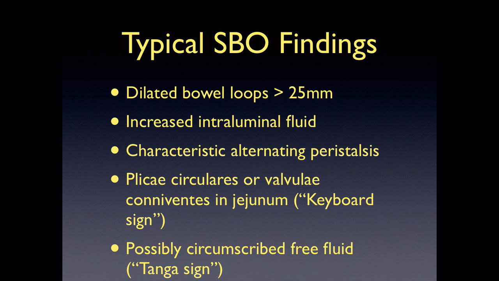The keyboard sign is when the valvulae conniventes, also known as plicae circulares, become dilated in a fixed loop of bowel, and they take on a keyboard-like appearance when scanned in the longitudinal orientation. You may also possibly see circumscribed free fluid between dilated bowel loops, typically forming a triangular shape. This is also known as the Tanga sign.